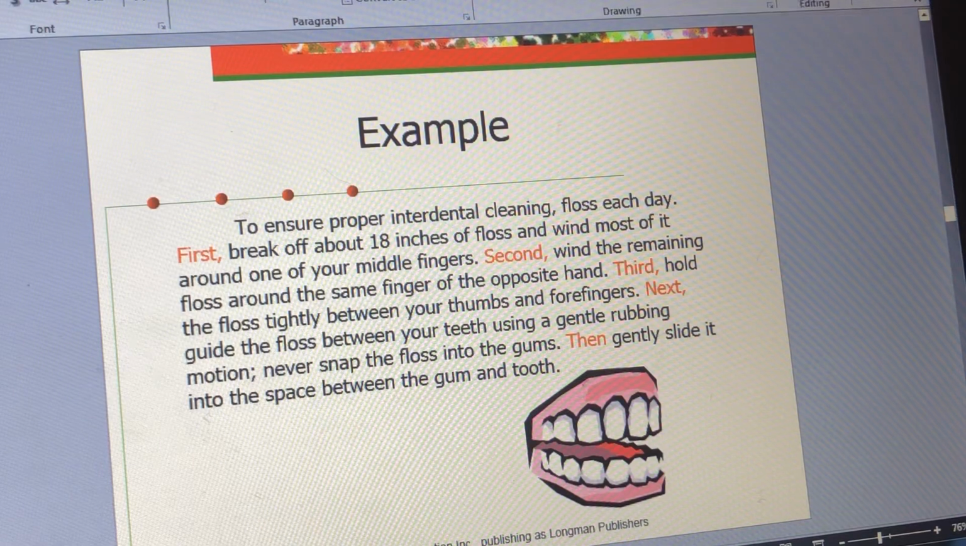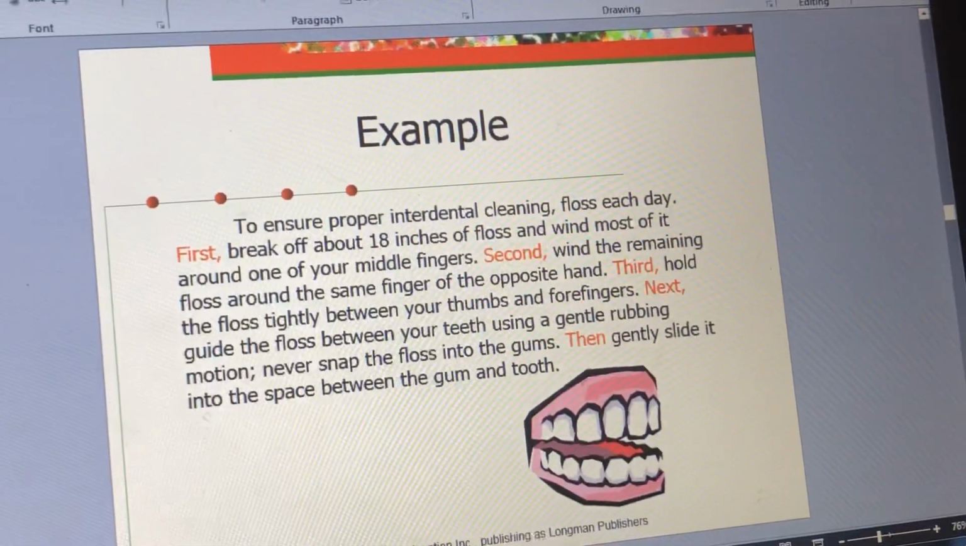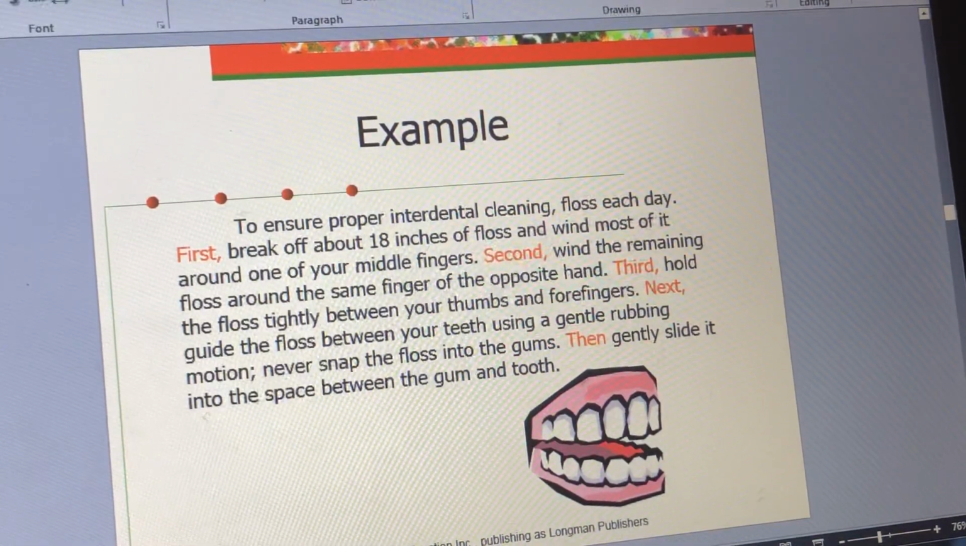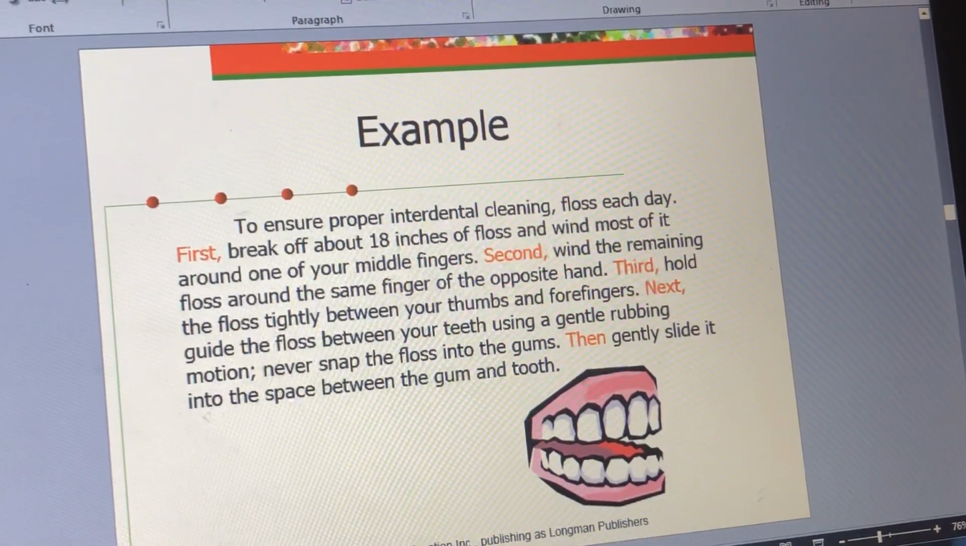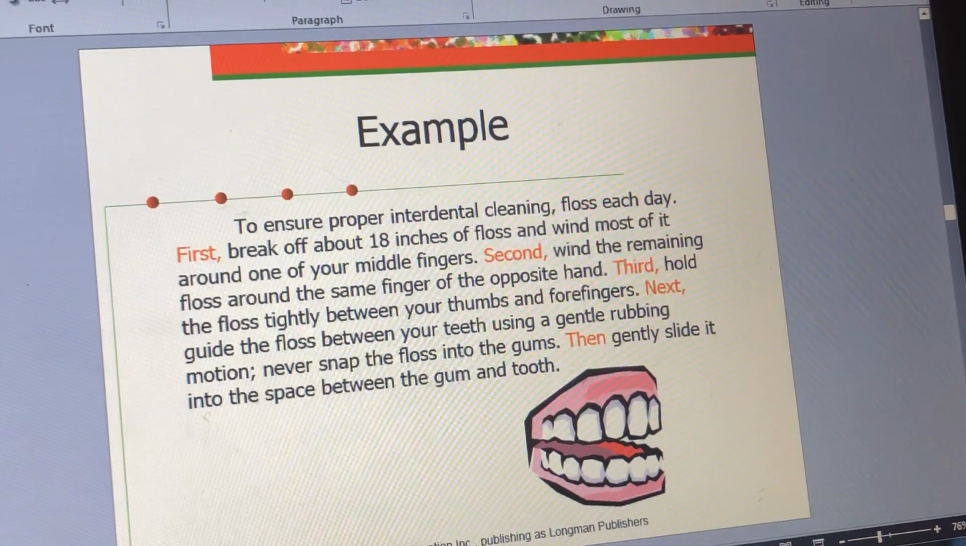To ensure proper interdental cleaning, floss every day. First, break off about 18 inches of floss and wind most of it around one of your middle fingers. See, I think that's messed up. I never use my middle fingers when I floss. Second, wind the remaining floss around the same finger of the opposite hand. Third, hold the floss tightly between your thumbs and forefingers. Next, guide the floss between your teeth using a gentle rubbing motion. Never snap the floss into the gums. Then gently slide it into the space between the gum and the tooth.